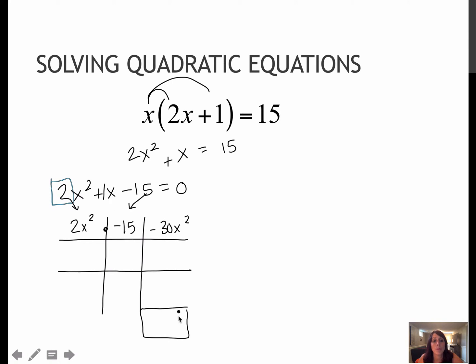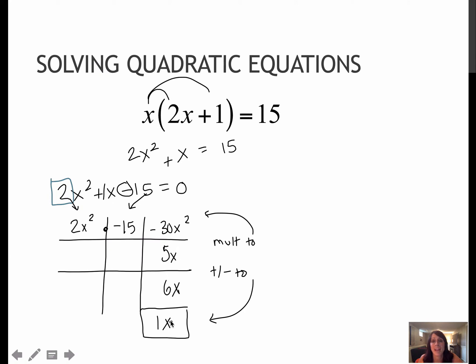I'm going to write my b value in the bottom box, and you can write it with the 1 or without the 1. It doesn't matter. If it's a number like 3 or 4, of course you would write it. Now I'm looking for numbers that are going to multiply to this value and, in this case, subtract, so it's add or subtract to this value. So in this case, I'm looking for numbers that multiply to negative 30 that have a difference of 1, which would of course be 5 and 6.